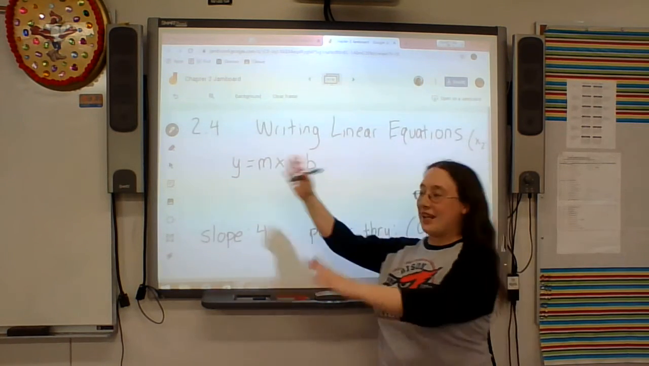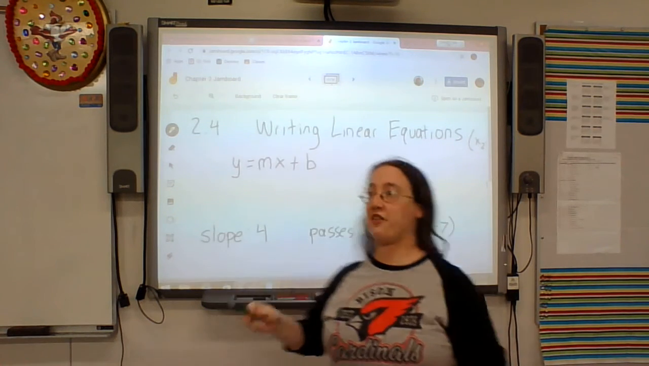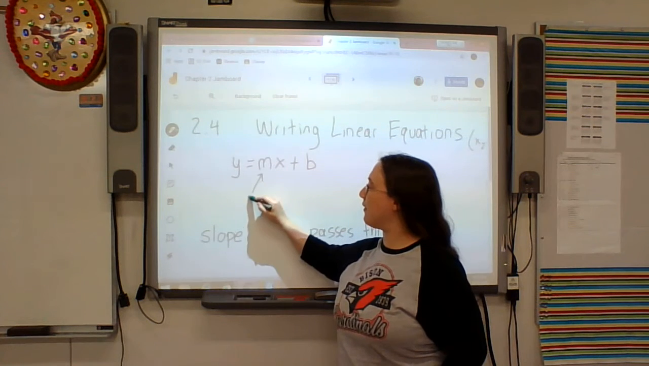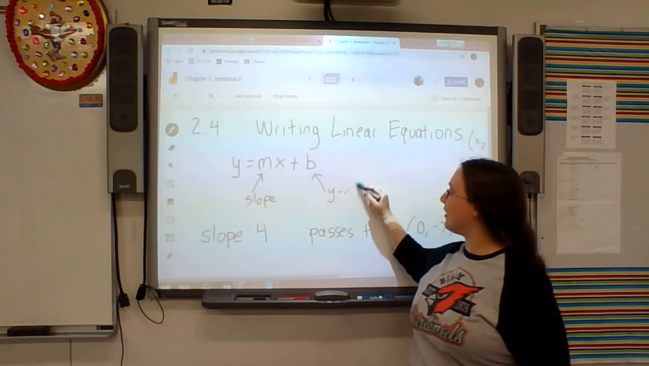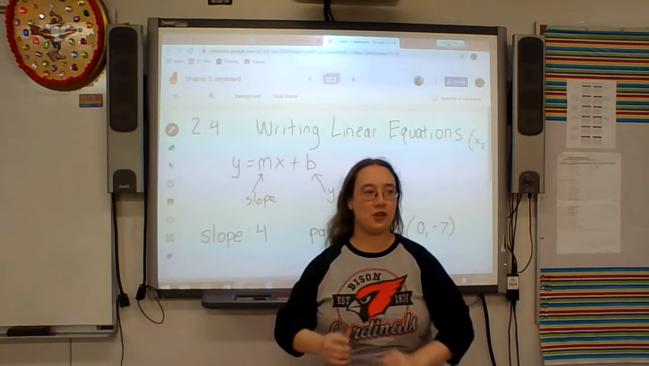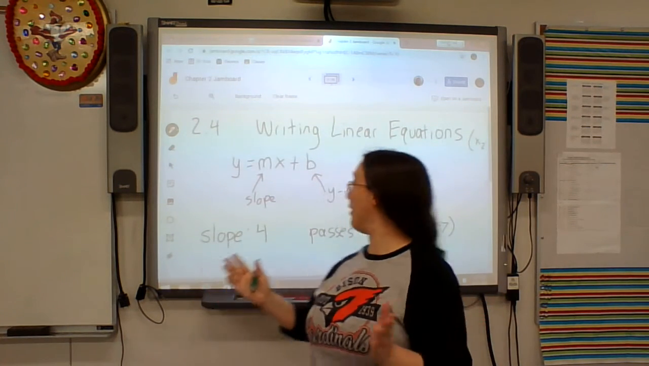So today we're looking at writing linear equations, and we're used to seeing linear equations look like y equals mx plus b. So you've got slope-intercept form, where m is the slope and b is your y-intercept. This is not new.